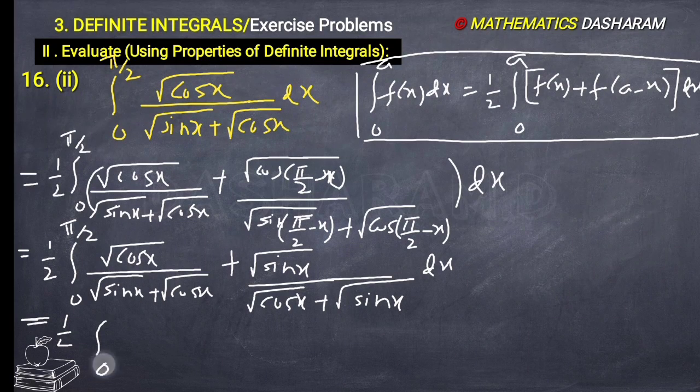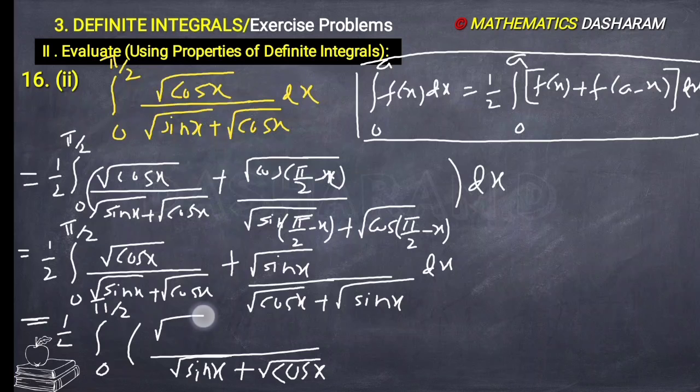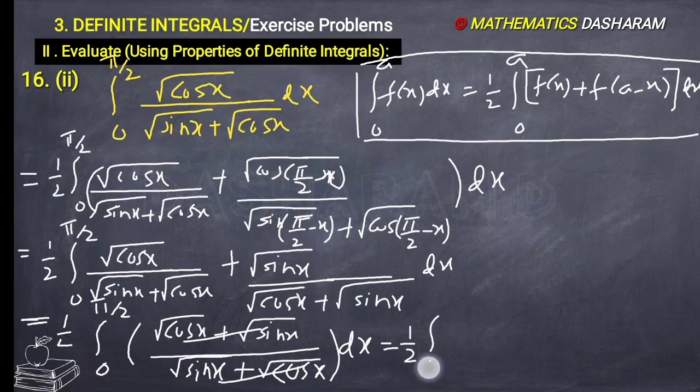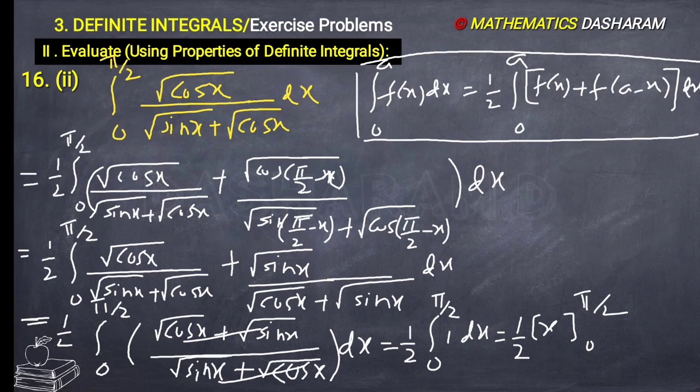So then 0 to pi by 2, root sin x plus root cos x in the denominator. Then add the numerators, root cos x plus root sin x, dx. Your numerator and denominator are both cancelled. 1 by 2 integration 0 to pi by 2 of 1 dx. So 1 by 2, integration of 1 dx is x, 0 to pi by 2.